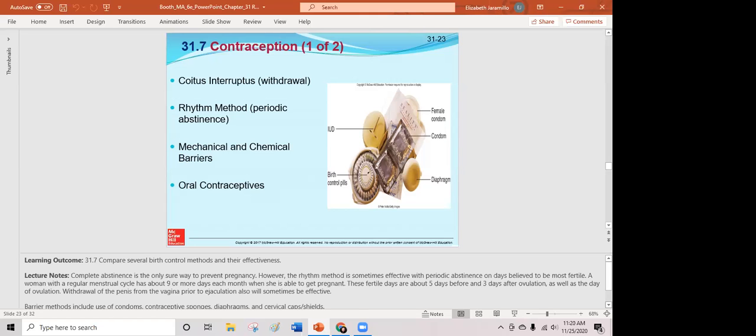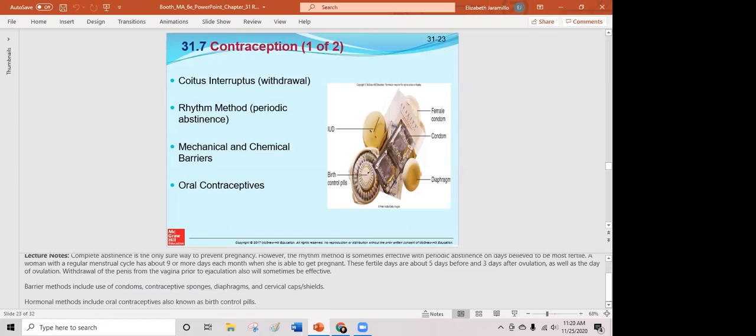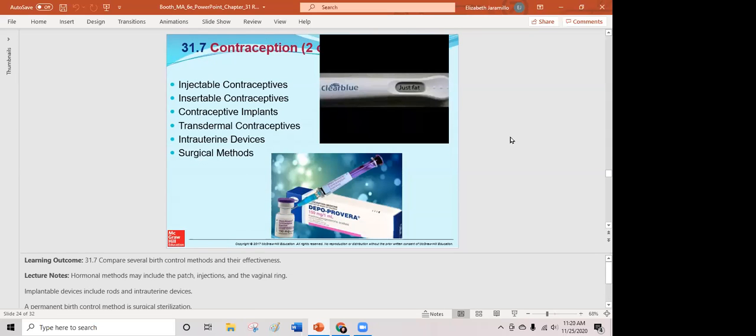So withdrawal of the penis from the vagina prior to ejaculation will also sometimes be effective in that sense, if you know what days and all that good stuff. Sounds like a whole lot of work to me, if you ask me. Barrier methods are going to include your condoms, contraceptive sponges, diaphragms, cervical caps, and shields. Hormonal methods may be things like your oral contraceptives, birth control pills, okay, that sort of thing. So we now also have injectable contraceptives, insertable contraceptives, contraceptive implants, transdermal contraceptives.